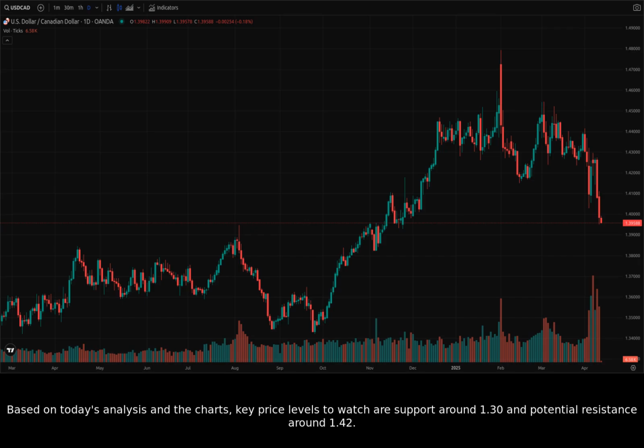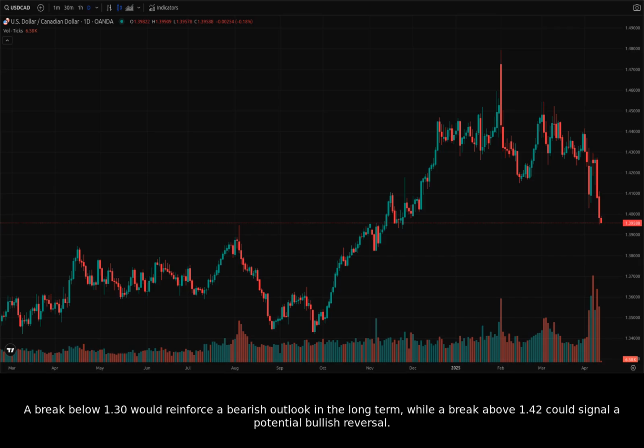Based on today's analysis and the charts, key price levels to watch are support around 1.30 and potential resistance around 1.42. A break below 1.30 would reinforce a bearish outlook in the long term, while a break above 1.42 could signal a potential bullish reversal.